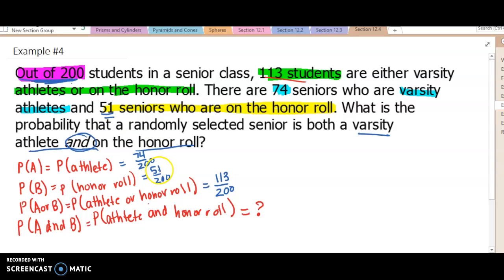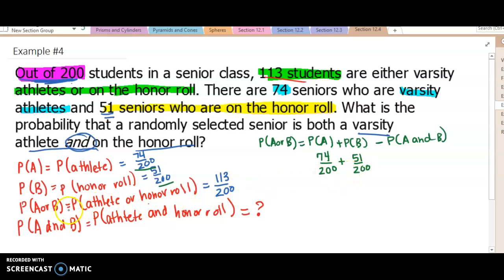We want to know what's the probability that they're both an athlete and on the honor roll. Well, clearly, this is overlapping. Okay, so we're going to use the probability of A or B equals the probability of A plus the probability of B minus the probability of A and B. Okay, now let's plug in what we know where we're supposed to. So, probability of A is 74 out of 200, I'm sorry. That goes right here. Probability of B is 51 out of 200. That goes right here. The probability of A or B, which goes right here in the front, is 113 out of 200. And then I'm going to put minus, we don't know this, so I'm just going to put X out of 200.